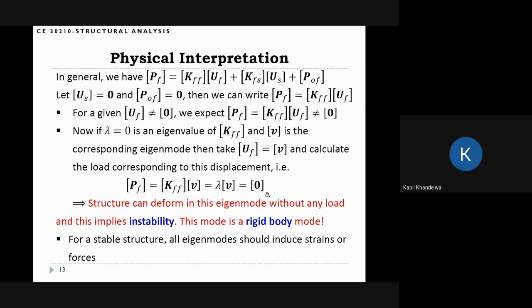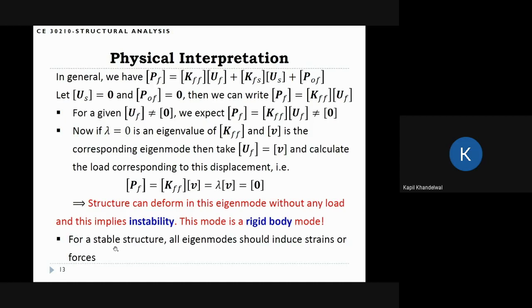So it's very interesting. What we are trying to say is that if the structure is trying to move in this eigenmode, then the load applied for this kind of displacement is 0. And actually, this kind of eigenmode, sometimes we call it a rigid body mode. It means that the structure is moving as a rigid body. And when a structure moves as a rigid body, there is no load needed to deform it in that mode. And again, this is related to instability. And we will think that the structure is unstable.